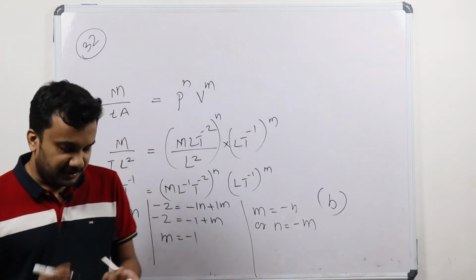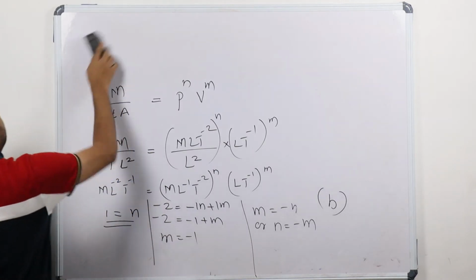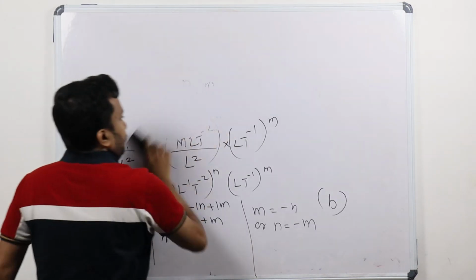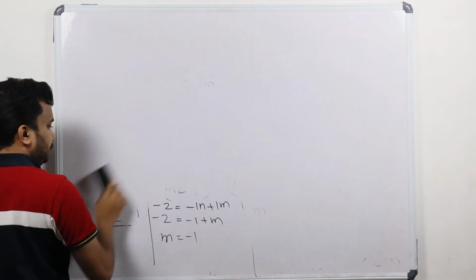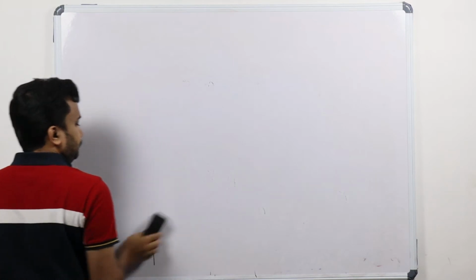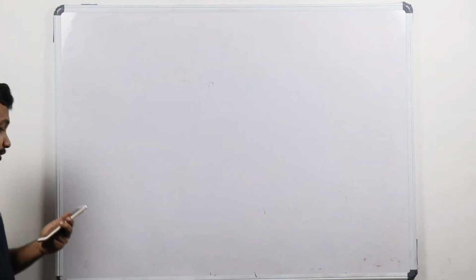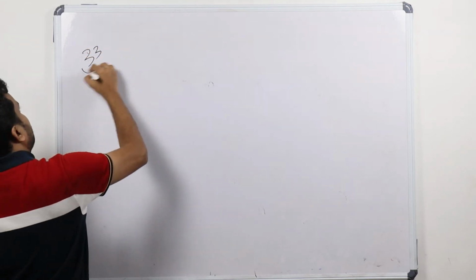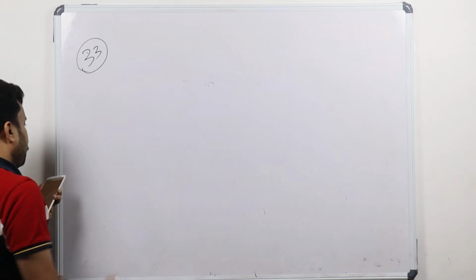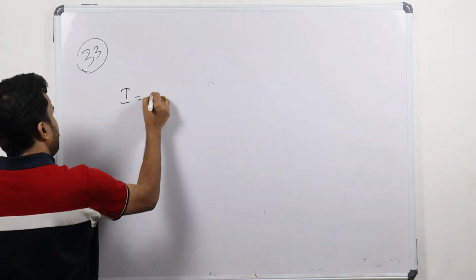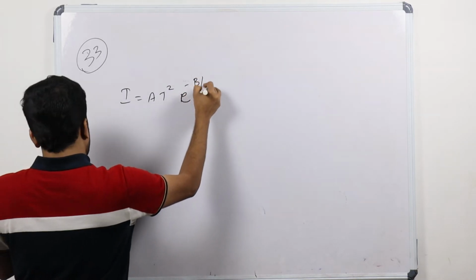So, let us move to the next question. Next question is question number 33. Richardson's equation: I is equal to A T square e raised to minus B by k T.